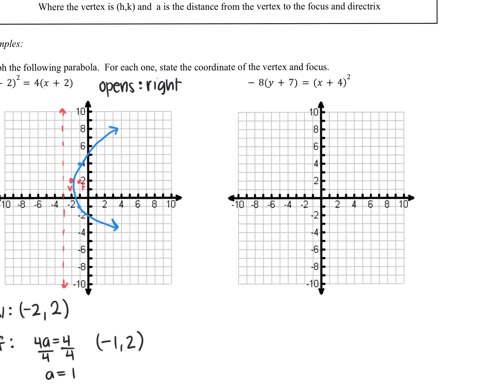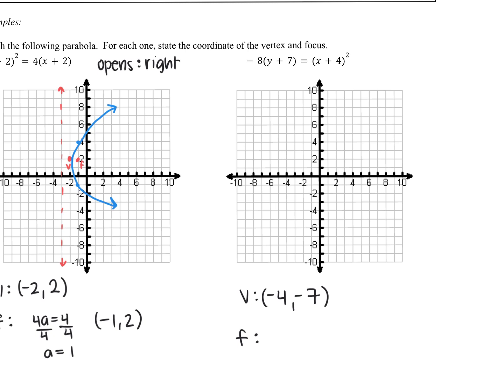Our second example, negative 8 times (y plus 7) equals (x plus 4) squared. So for our vertex, opposite of what's with x, so negative 4, opposite of what's with y, negative 7. And then for our focus, we have that 4a equals negative 8, divide by 4, and a equals negative 2.